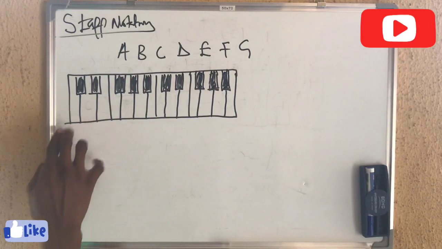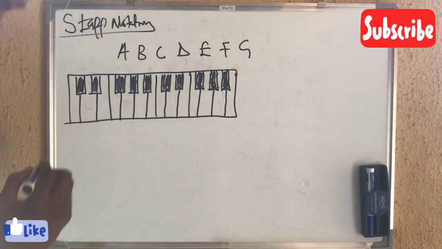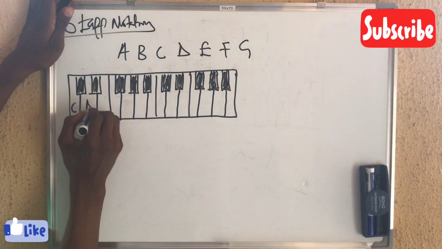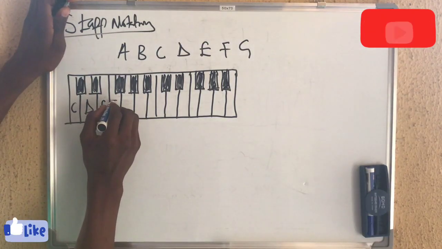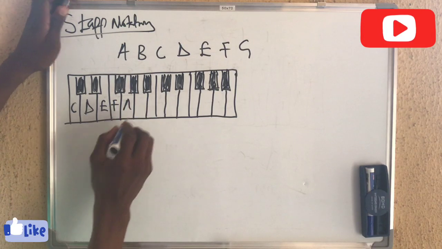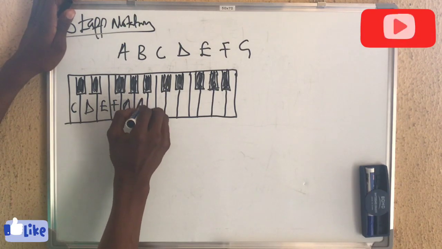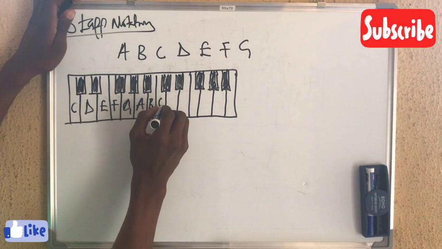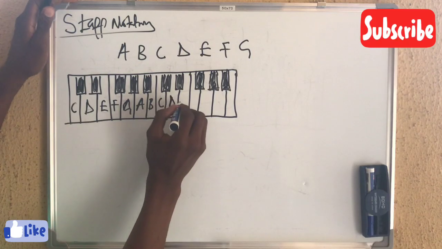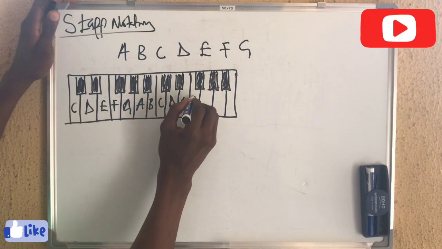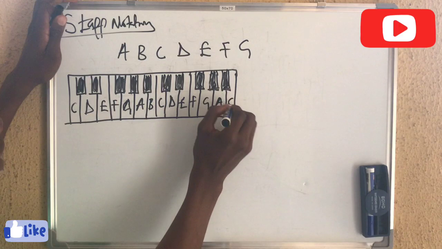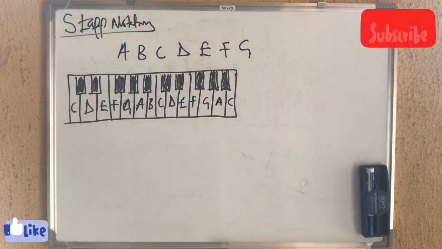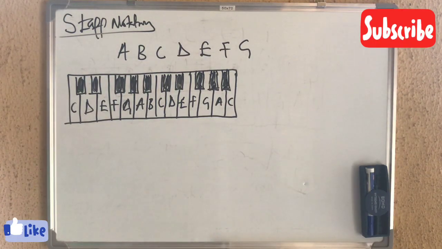So, coming over here, we have the key of C, the key of D, the key of E, the key of F, the key of G, then the key of A, the key of B, and the key of C. We have the key of D again, E, F, G, A, and C again. This is a 2-octave keyboard.